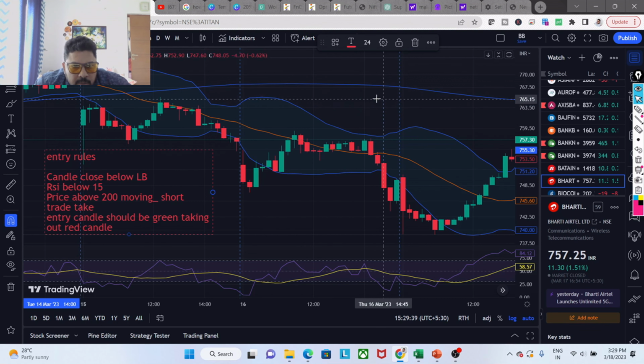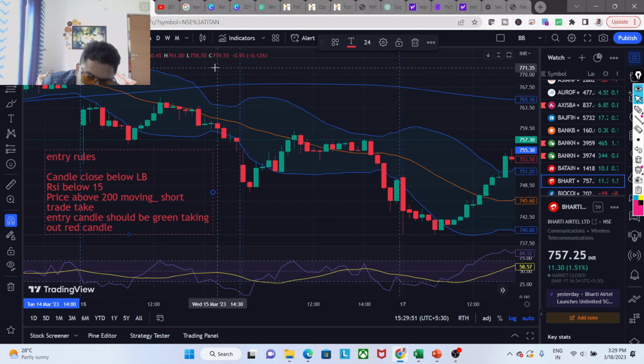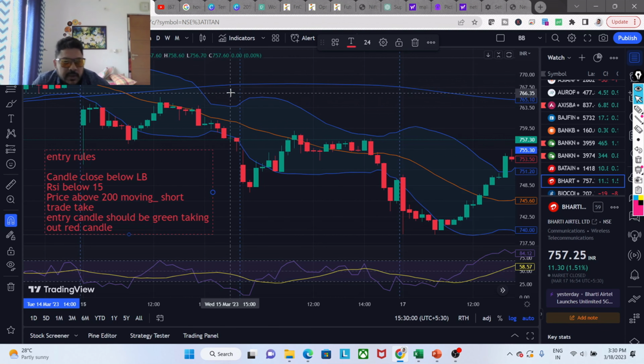Candle has to be above the Bollinger Band, upper band, and the stop loss is always the entry candle which you are taking. Below the low of the candle or above the high of that candle, you have to put a stop loss. So if it is a short entry, you have to put it above the high of the candle. If it is a long entry, put it below the candle.